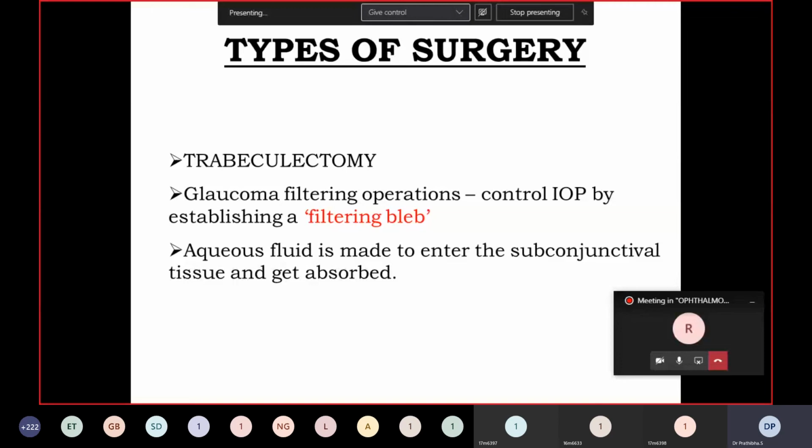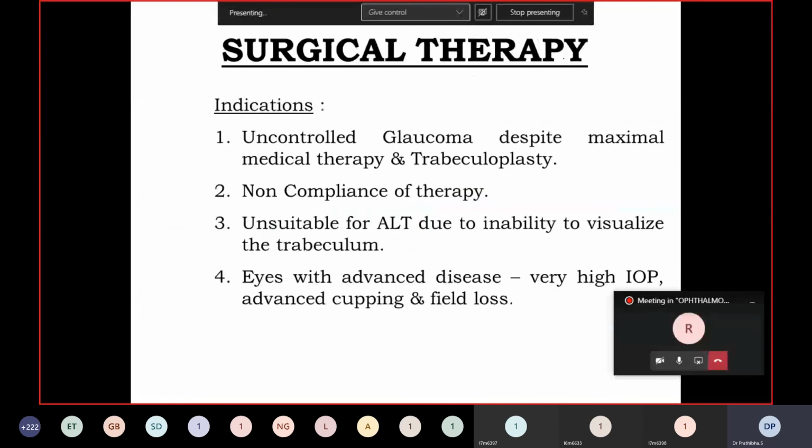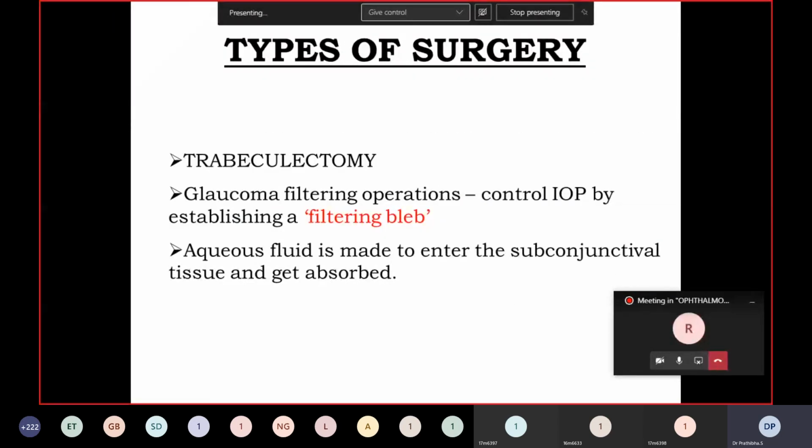Newer ones are there now, like glaucoma drainage devices are available. Just to mention, if you know that, it is enough. So in trabeculectomy, there's a glaucoma filtering operation which controls the IOP by establishing a bleb. The aqueous fluid is made to enter the subconjunctival tissue. While explaining the aqueous drainage system, I have already told you where the aqueous fluid goes: through the trabecular meshwork to Schlemm's canal, and from Schlemm's canal to episcleral veins. So this is bypassed, and the fluid is made to enter the subconjunctival space instead and get absorbed, thereby reducing the intraocular pressure.